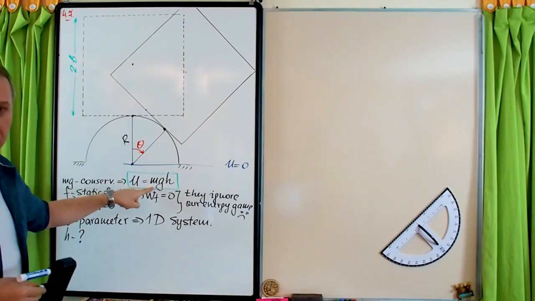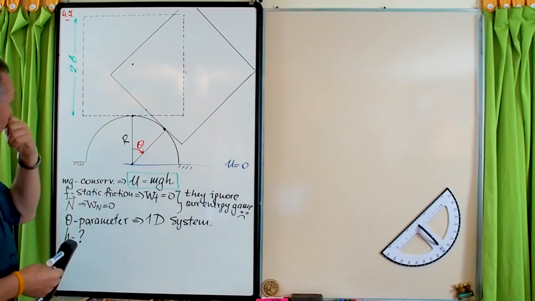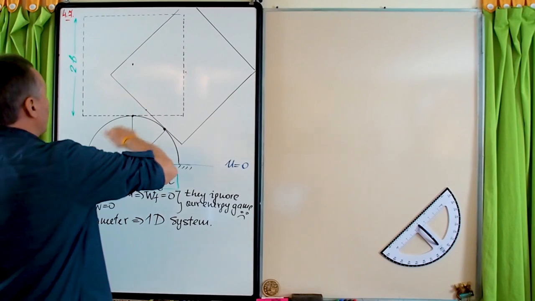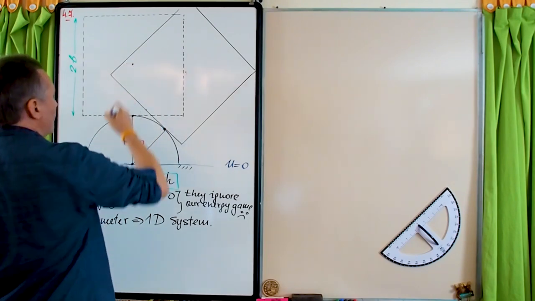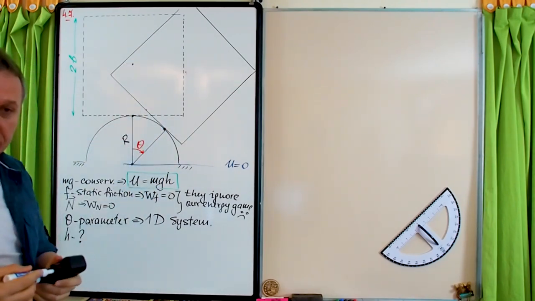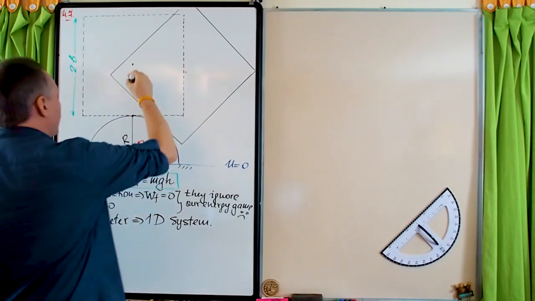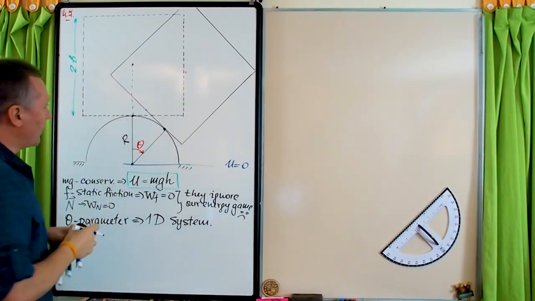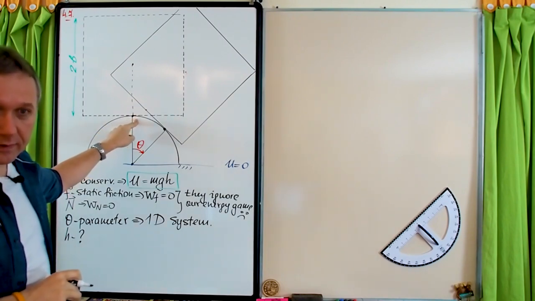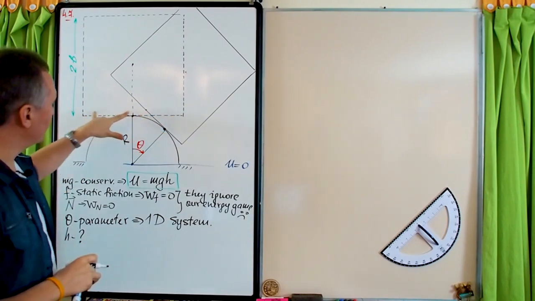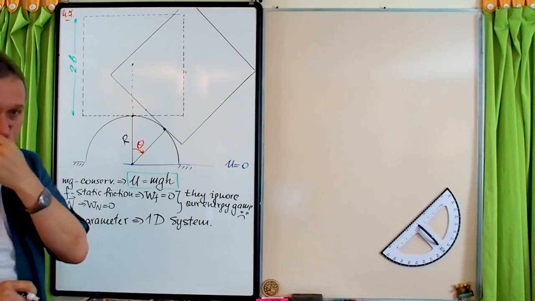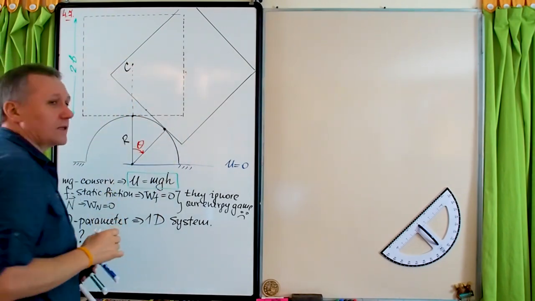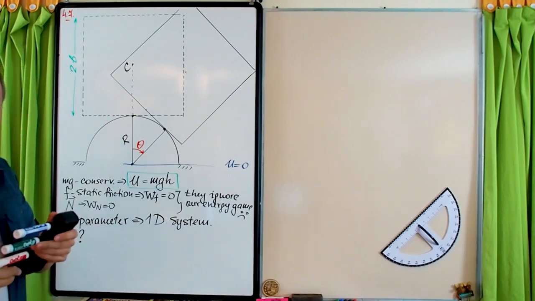M is the mass of the cube, we assume. So the center of mass point when the cube is in equilibrium must be above the point of contact, right? This point of contact is in the middle, and the center of mass is over there. Let me label it as C. That is the center of mass when the cube is in equilibrium.